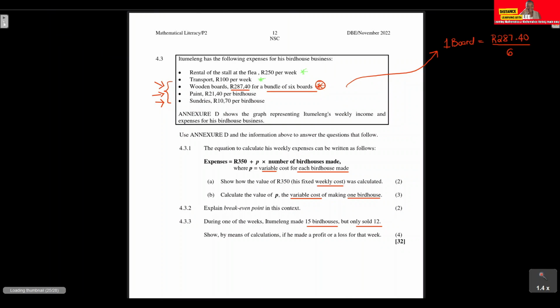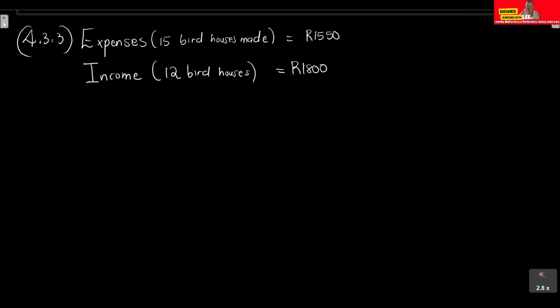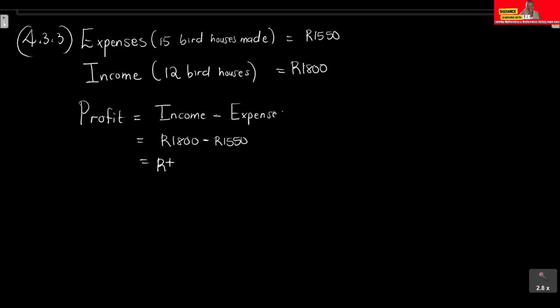The question just wants us to show if he made a profit or a loss for that week. To determine the profit, it is equal to your income, the money that you get, minus the money that you spent making your product. So what is the income? It was 1,800 minus the expenses, 1,550. If you punch it into your calculator, you'll find that his profit was equal to 250. So he made a profit.